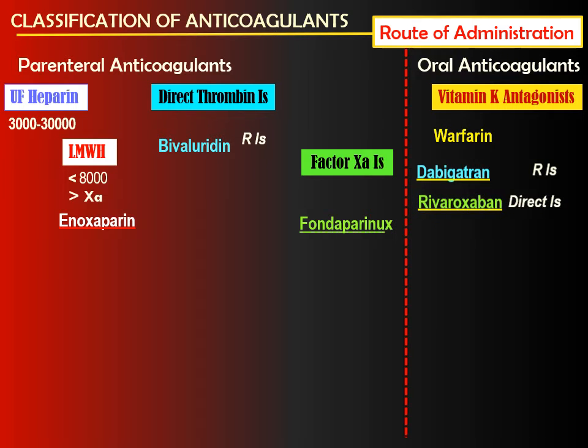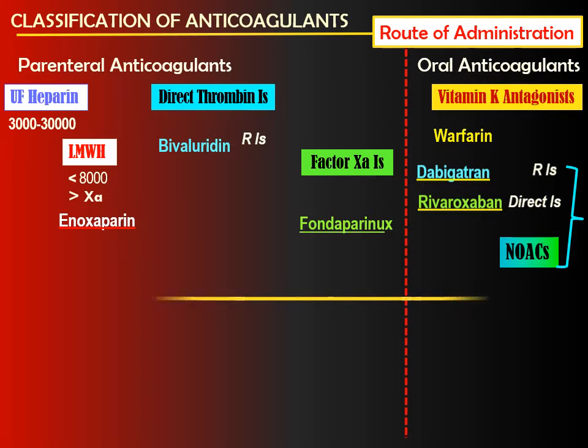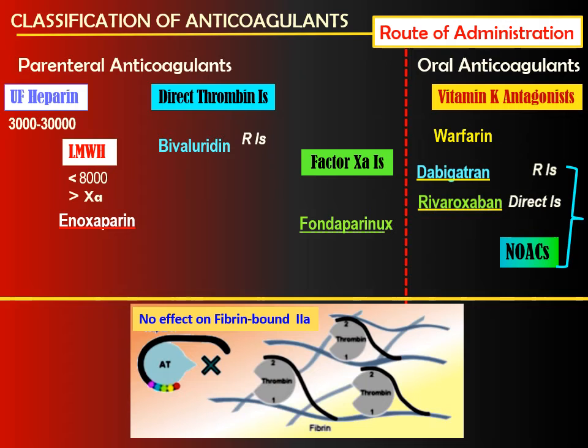So, the direct thrombin inhibitors have a drug that can be given parenterally and a drug that can be given orally, and also the 10A inhibitors have a drug that can be given parenterally and another that can be given orally. As we have mentioned in the previous slide, dabigatran and rivaroxaban are called NOACs.